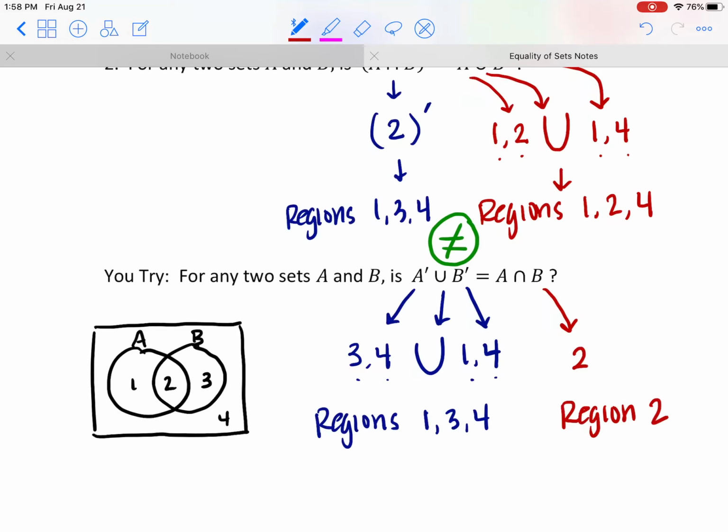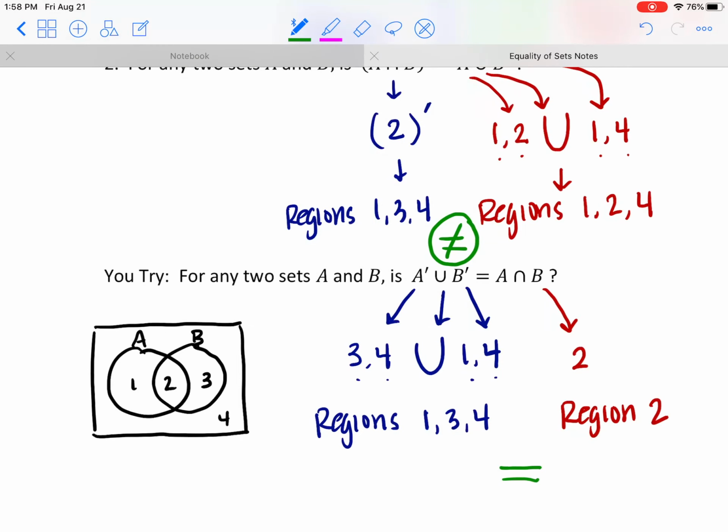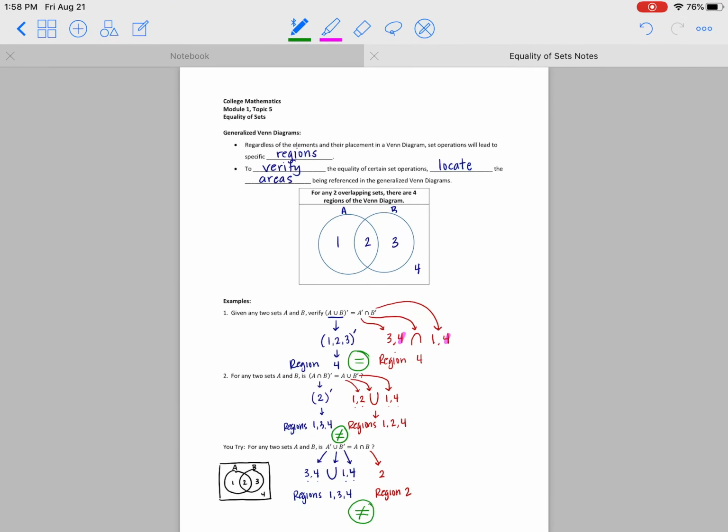Okay, region 2. So are these sets leading us to the same place? Absolutely not. If I unite the complements for A and B, I end up with regions 1, 3, and 4. If I find the intersection of A and B, it's region 2. Those are definitely not the same. So these are not equal. Okay. Hopefully you're getting the hang of these.